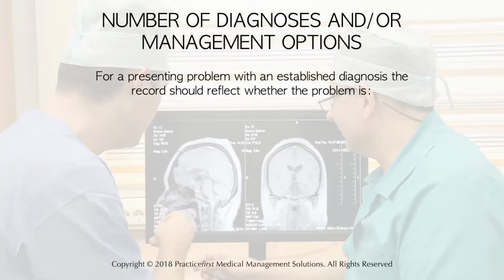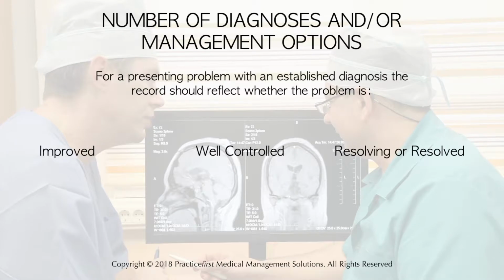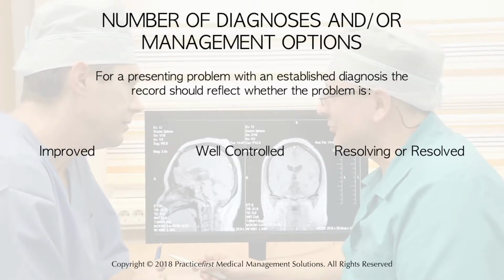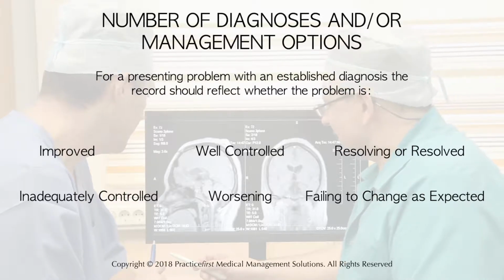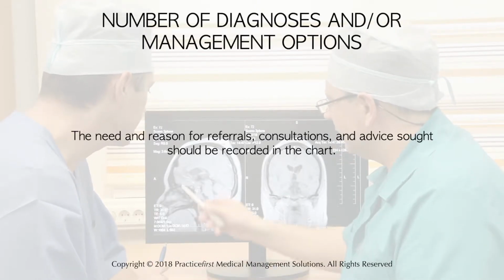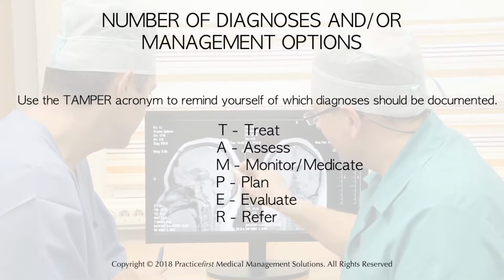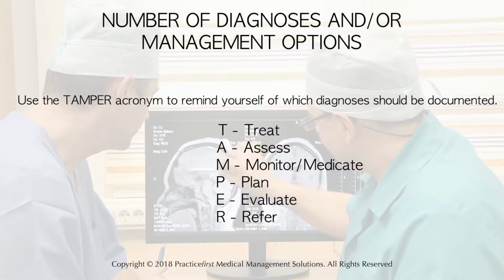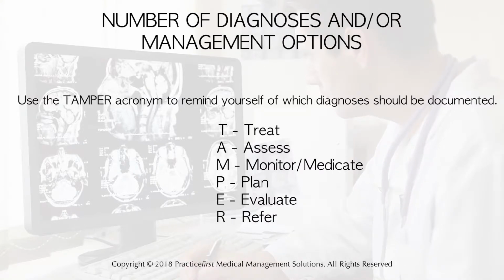For a presenting problem with an established diagnosis, the record should reflect whether the problem is improved, well controlled, resolving or resolved, inadequately controlled, worsening, or failing to change as expected. The need and reason for referrals, consultations, and advice sought should be recorded in the chart. Use the TAMPER acronym to remind yourself of which diagnoses should be documented. Treat, assess, monitor and/or medicate, plan, evaluate, and refer.